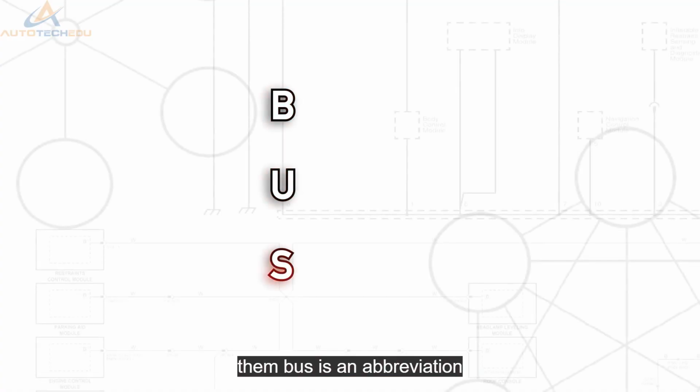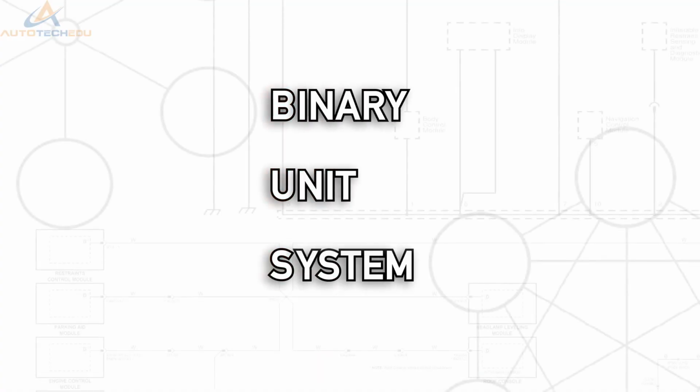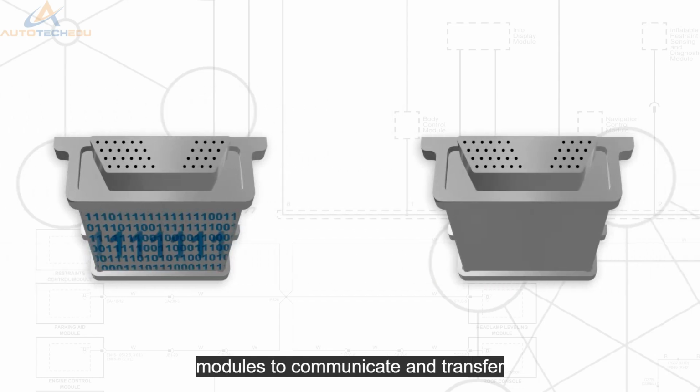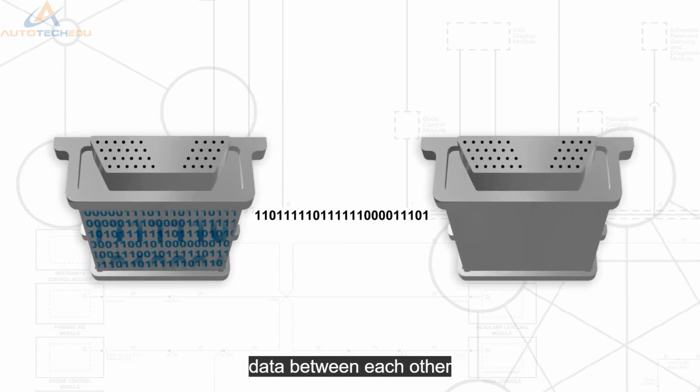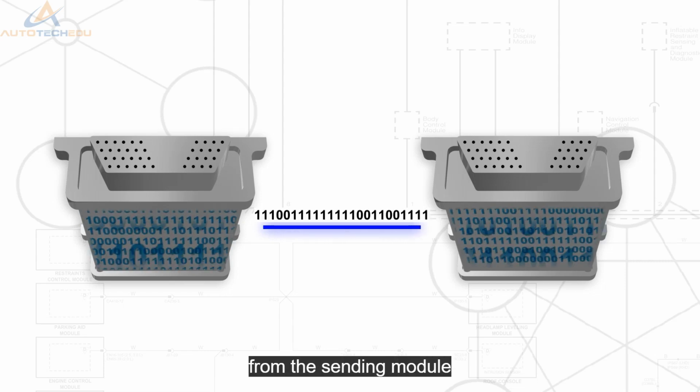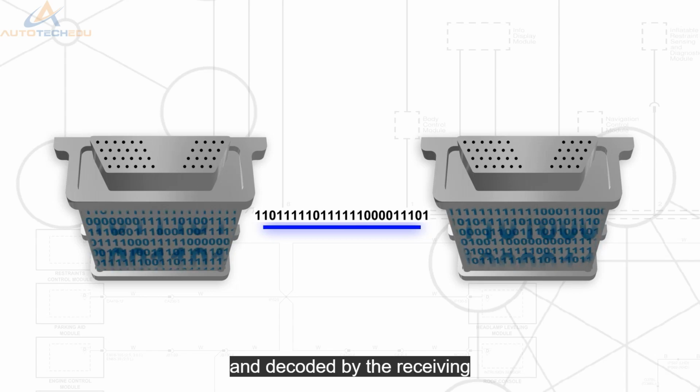BUS is an abbreviation for Binary Unit System. It's a network system used within a vehicle to allow modules to communicate and transfer data between each other. The information is sent in the form of digital code from the sending module and decoded by the receiving module.